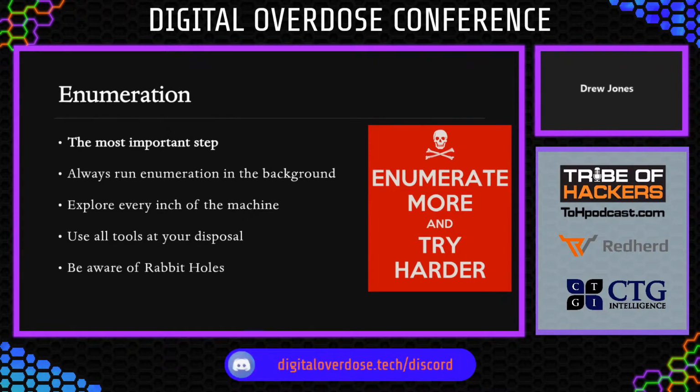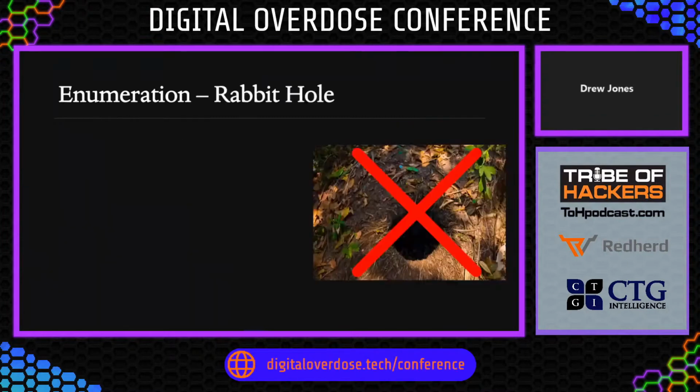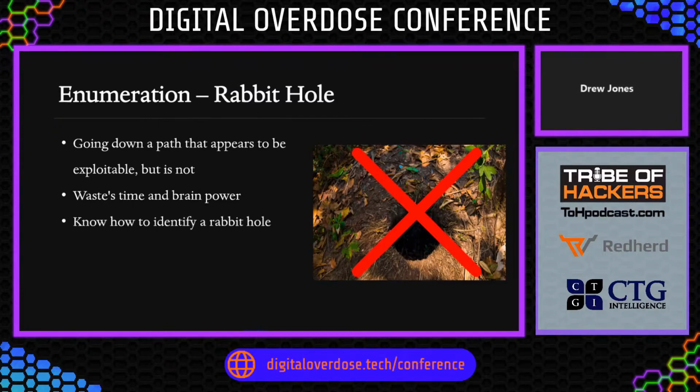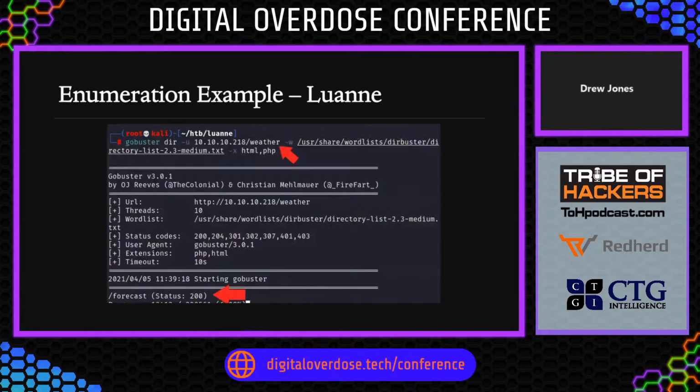And you're going to want to be aware of rabbit holes. If you're unfamiliar, a rabbit hole is going down a path that you think is exploitable, but it is not. And this really wastes a lot of time and brain power, especially when you're in a 24-hour time restraint like you are when you're taking the OSCP. So you should really know how to identify a rabbit hole because you will see them on the exam.